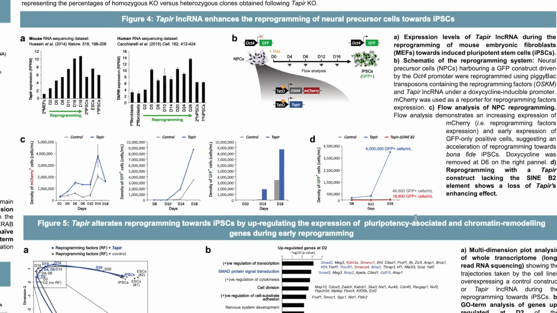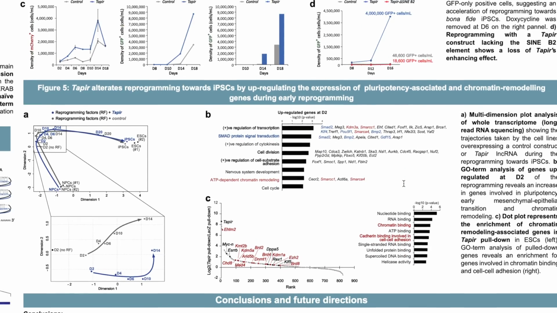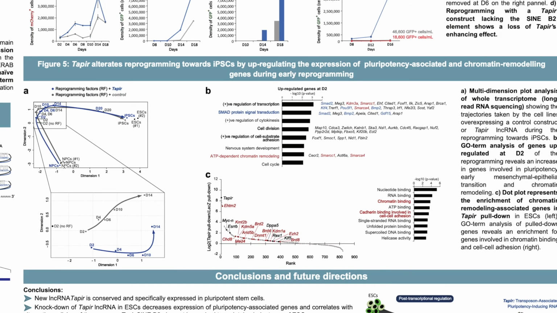Also, when we remove the SINE, we can see that the SINE element is required for Tapir because we lose that enhancing effect. Next, we did some RNA sequencing on the reprogramming, and we found that there's a deviation of the early reprogramming path between control and Tapir overexpression. And when we focus on these time points, especially at day 2, we notice that a lot of the genes implicated in pluripotency are activated, but more importantly, some of the chromatin remodeling genes are overexpressed.